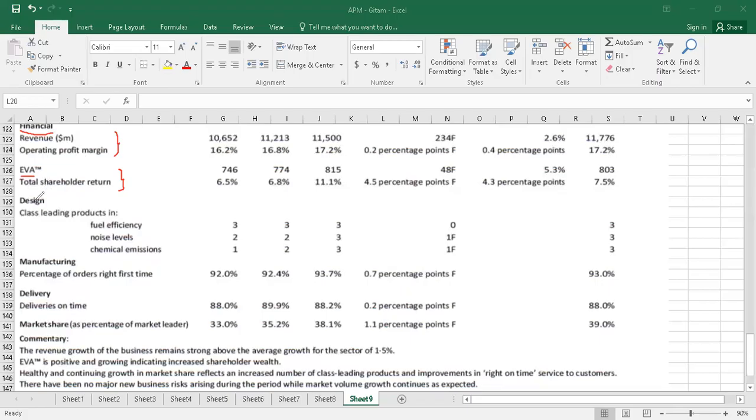After that, there are also non-financial parameters. Under that, we see design, then manufacturing, then delivery. These are the aspects. So design is one thing. Let's write about financial parameters first, then come back to design and discuss them again.